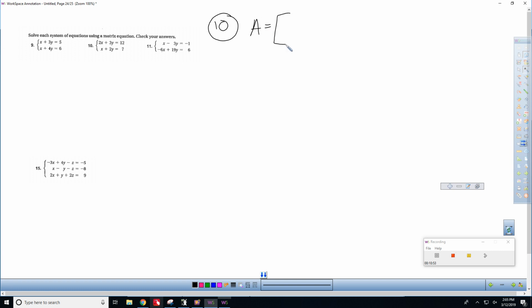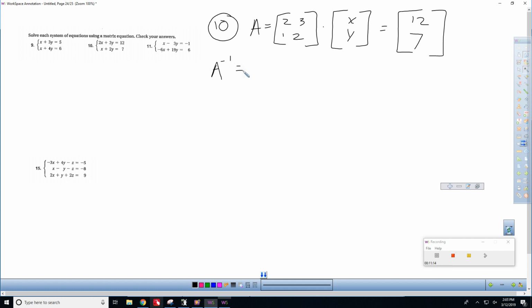A is 2, 1, 3, 2 times x, y equals 12, 7. What do I want to do? Well, I need to find A inverse. And that is 1 over, let's see, 4 minus 3. Nice. 1. Love it. Times. Now we have to switch these. Love that. Negate these. So A inverse is just this, because we're multiplying it by 1 over 1.